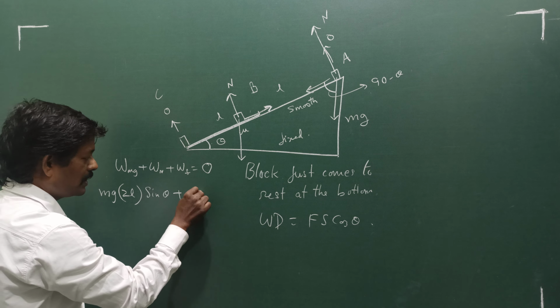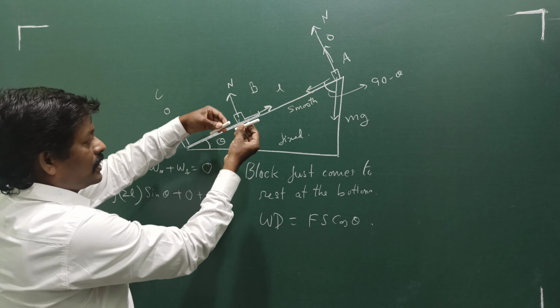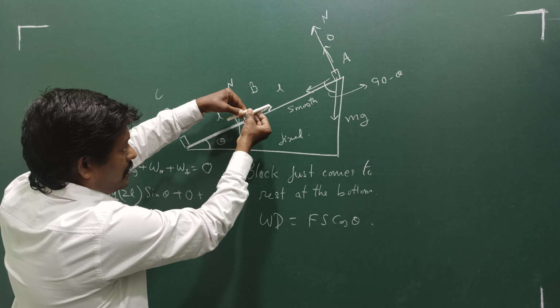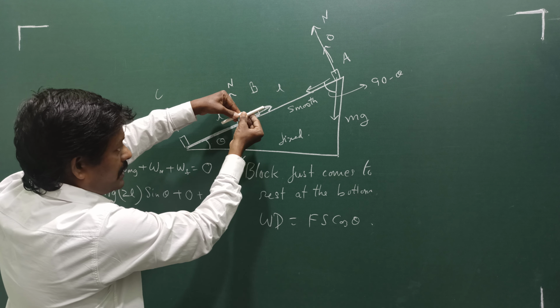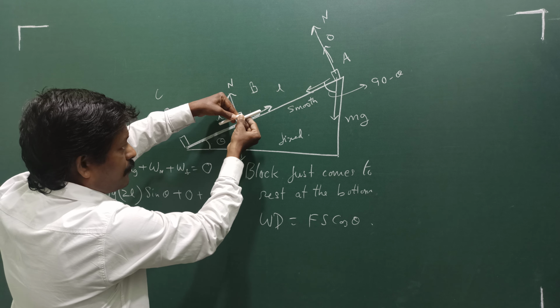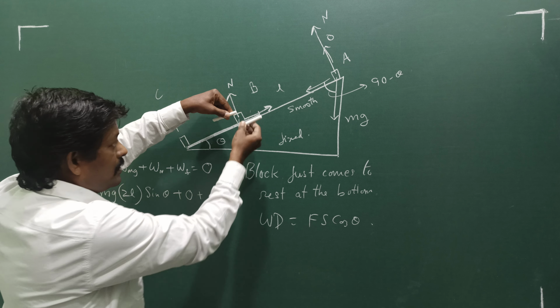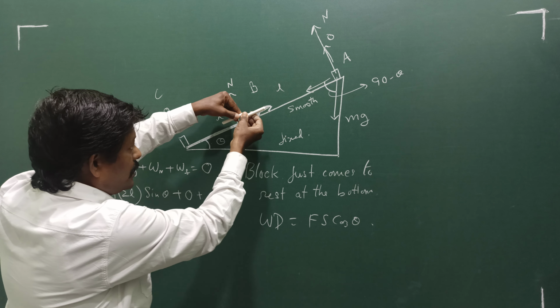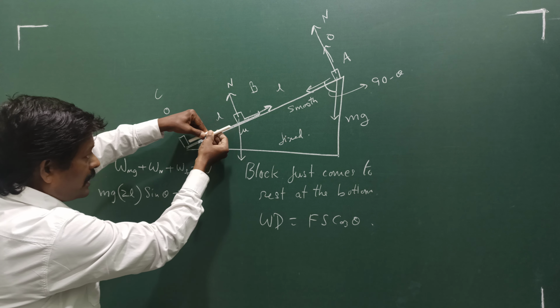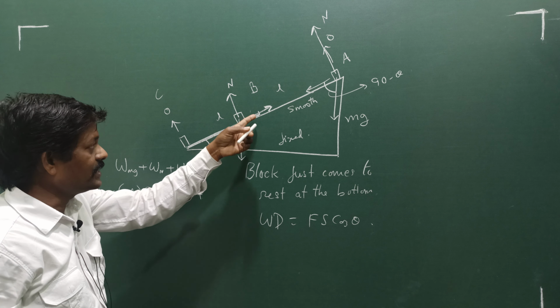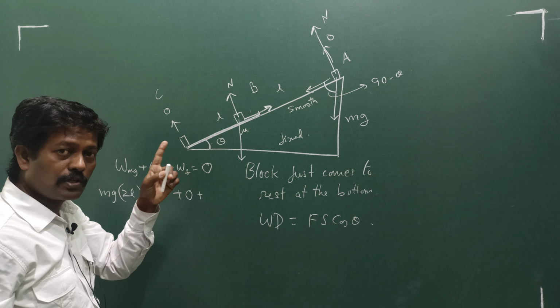Plus you have work done by friction. Now look at the chalk piece here. This chalk piece gives the friction force. This chalk piece gives the displacement. What is the friction force on the inclined plane as the block slides? Mu mg cos theta. Mu mg cos theta into the displacement, because friction acts for the length L only, not 2L. Very important: the friction is acting for the length L, not 2L.